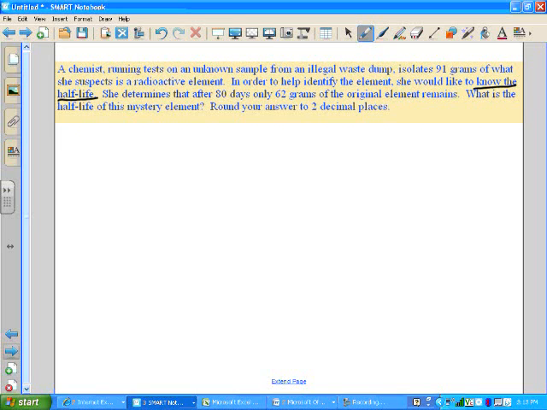Now, let's see how we're going to do that, though. So it says, what is the half-life of this mystery element? So we're going to go back to our half-life formula or the population formula. It's basically the same thing here. It said the population would be equal to A naught times A to the T power. And this is where A there is a constant. Now, that's probably the biggest part of that problem is we have to find this constant.